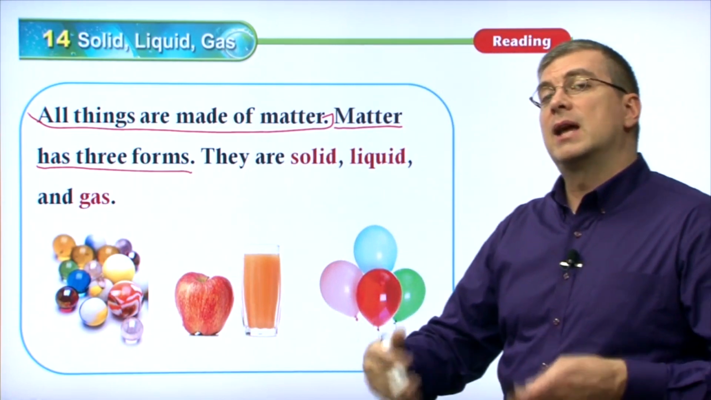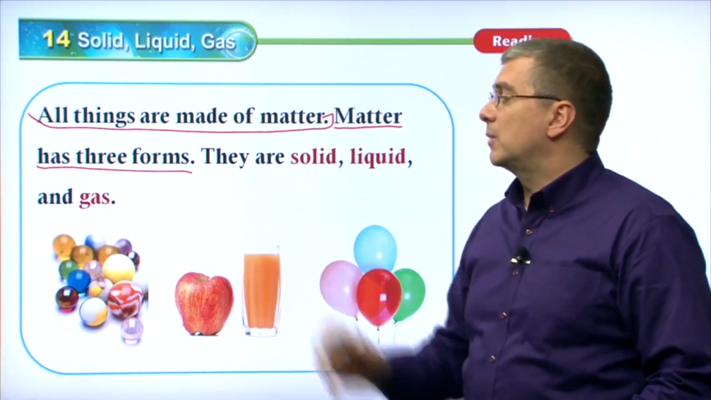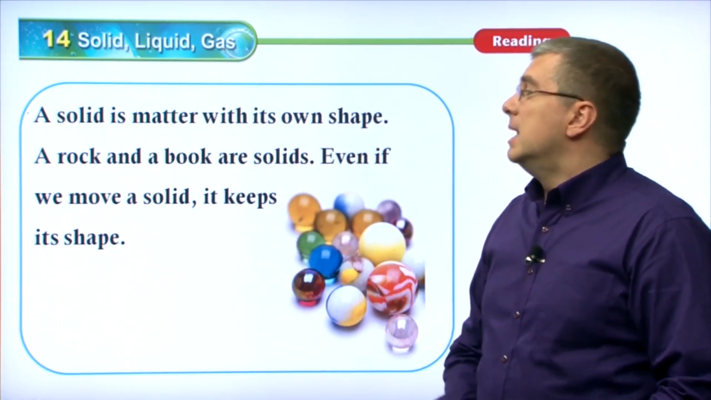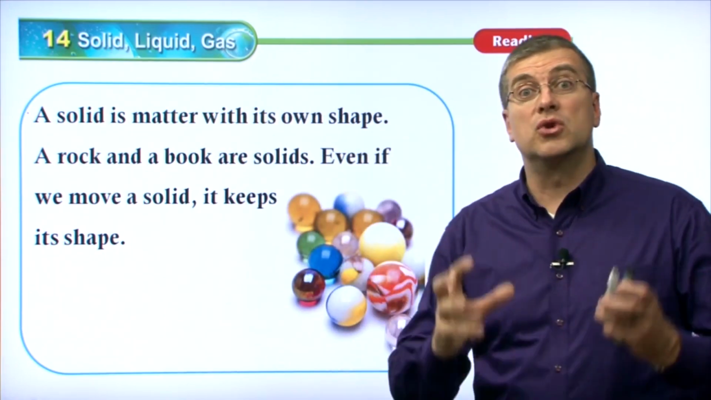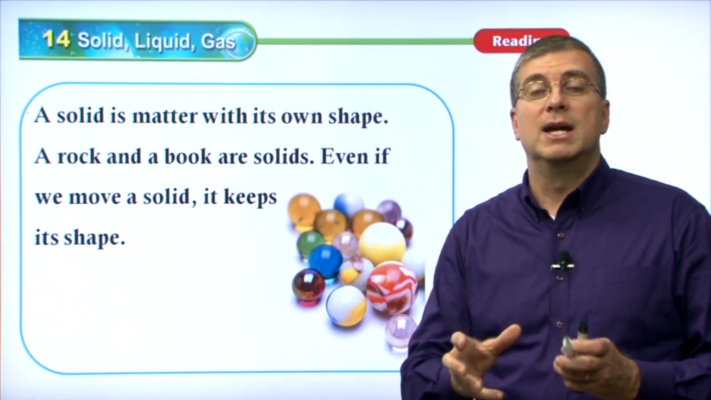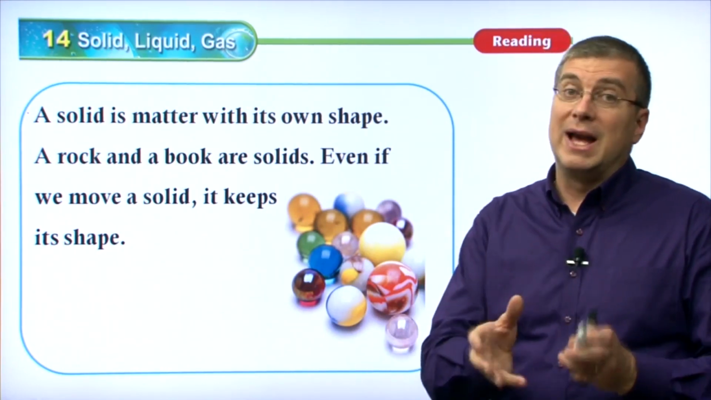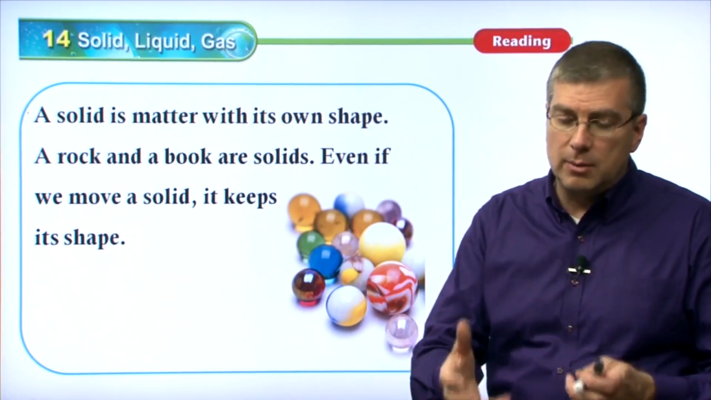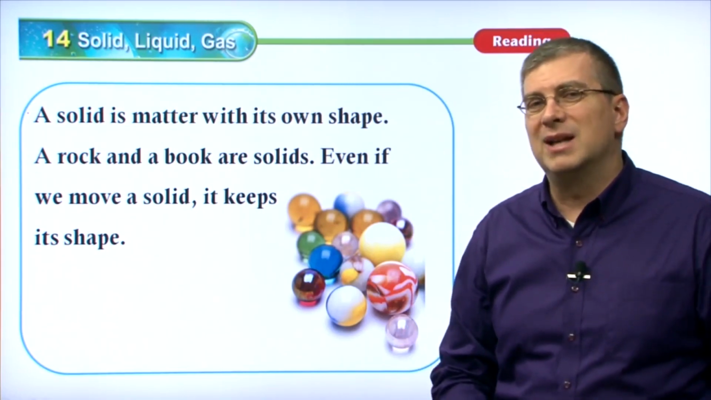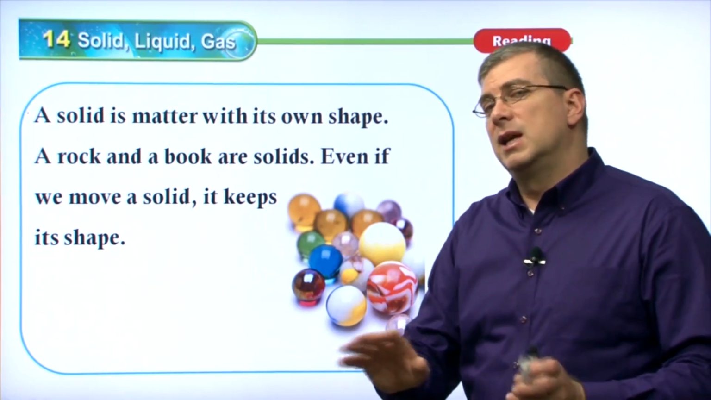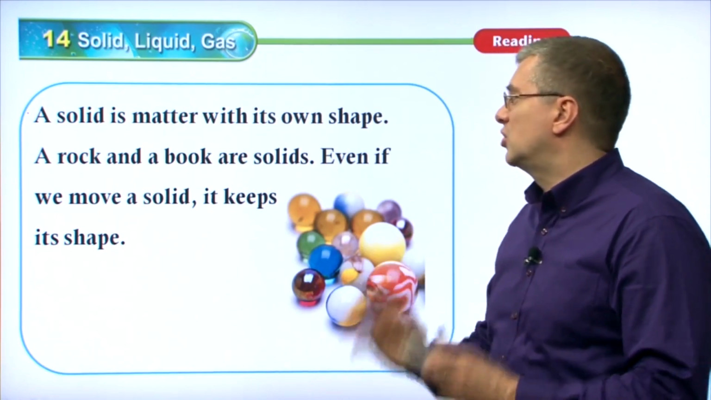So now we're going to find out some more details about these 3 different forms. So we start off with a solid. A solid is matter with its own shape. It has its own shape. The shape doesn't change by itself, right? If we come along, we knock on it or something, some force is applied to it, then it might change shape. But by itself, it won't change shape.